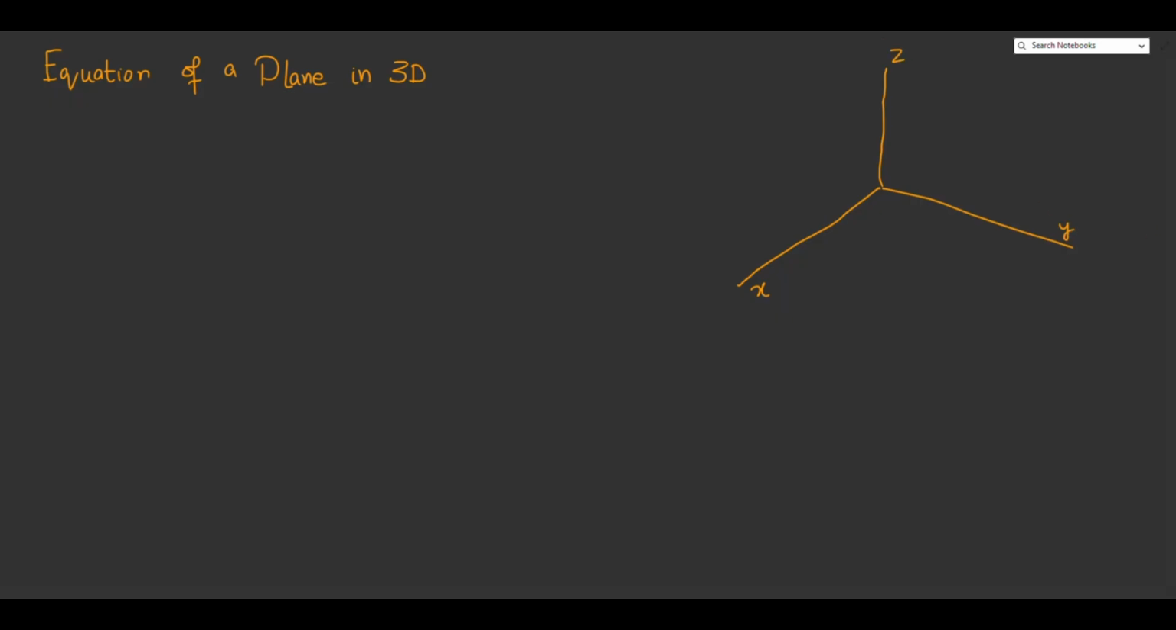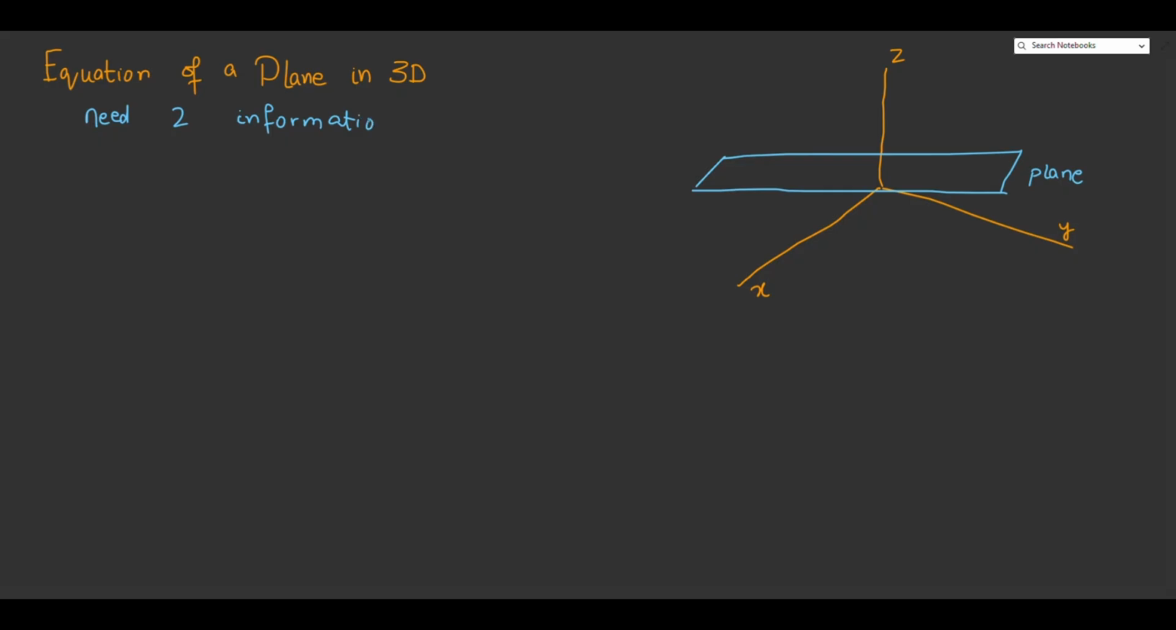Previously we have found the equation of a line, but now what is our main goal here? We need to find the equation of a plane in a 3D space. So this is our plane. In order to find the equation of a plane, we need two pieces of information. This you need to remember.